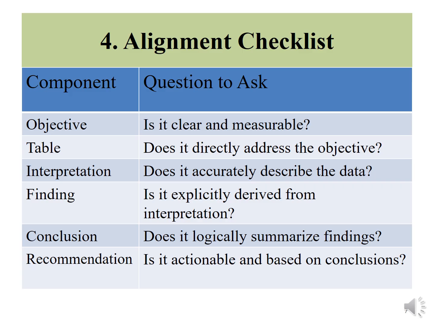But does interpretation actually represent the data in the table? Fourth one is finding. Is it explicitly derived from the interpretation? You see that we draw findings from the interpretation. It is a step-by-step process. Conclusion. Does it logically summarize findings? 1, 2, 3, 4, 5, and many findings are merged in one conclusion. Recommendation. Is it actionable and based on conclusion? We recommend only the things which are actionable and which are based on the conclusion.